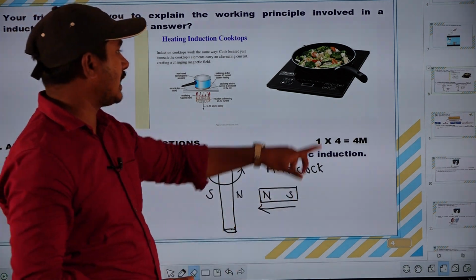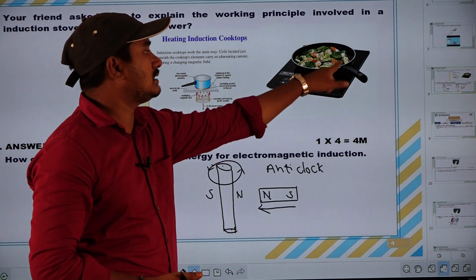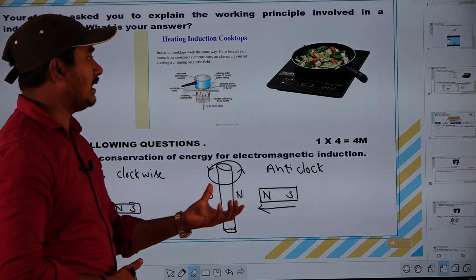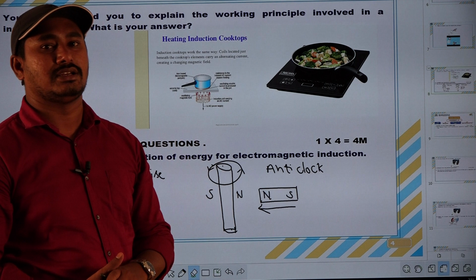Why is heat energy coming? This is resistance. The pan is there, the pan has resistance. Finally, the heat will be generated.